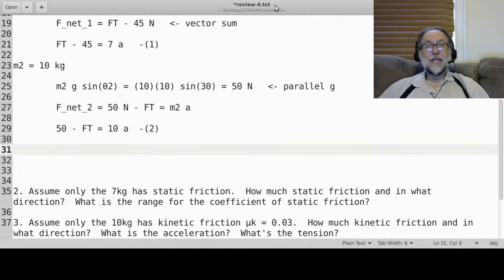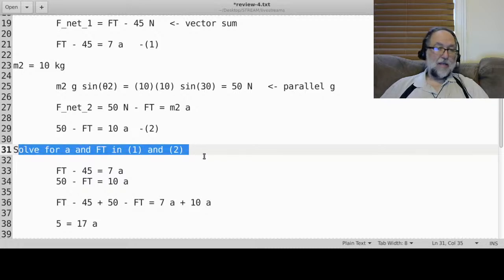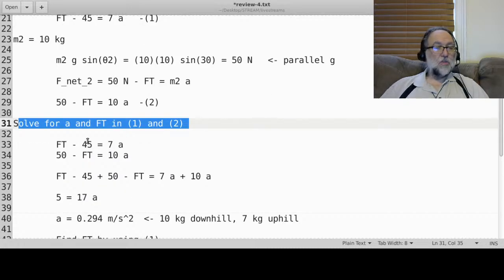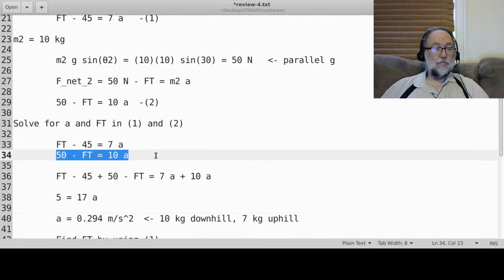Now the technique that I showed you works for these kinds of problems. It doesn't work in general, but it does work for these kinds of problems, and that is you just add the two sides. So let me cut and paste that solution here. Solve for F A and Ft in equations 1 and 2. You just put the two equations together. So there's equation number 1, there's equation number 2.